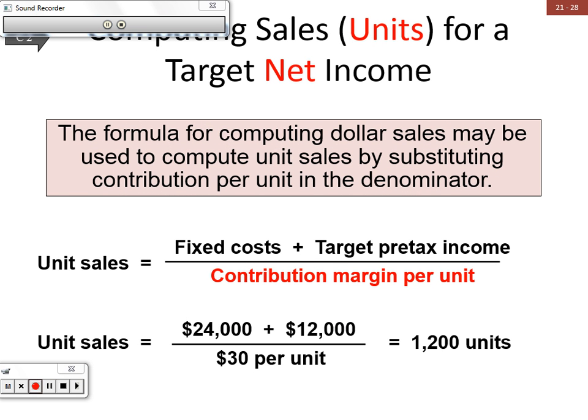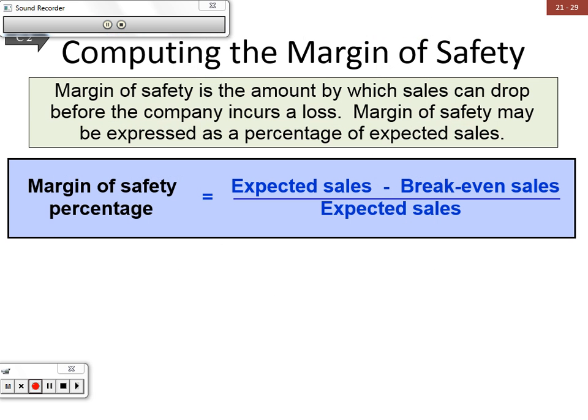I remember I did one like that. Target net income in unit sales: fixed cost plus target pre-tax income divided by contribution margin per unit. So that 24,000 in fixed cost plus that 12,000 we got with the target pre-tax income, divided by our contribution margin per unit, $30 from the previous slide, we get 1,200 units. That's what we're targeting.